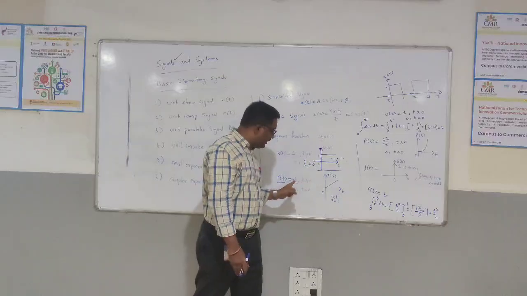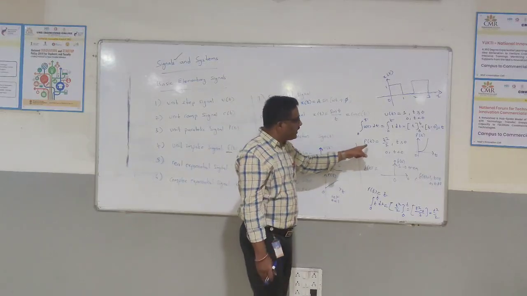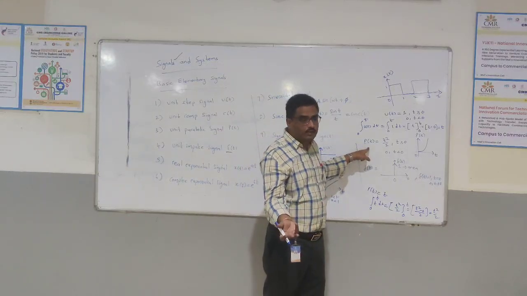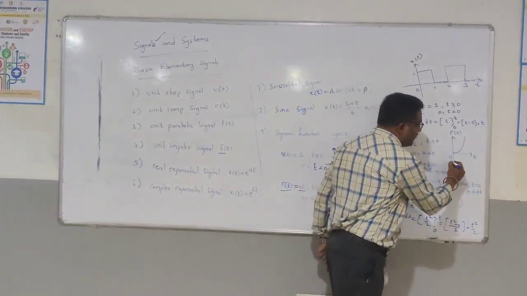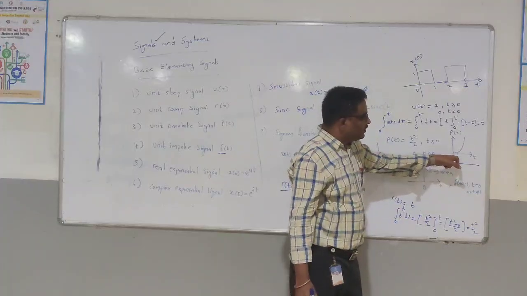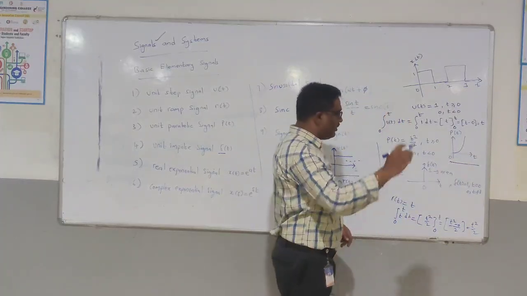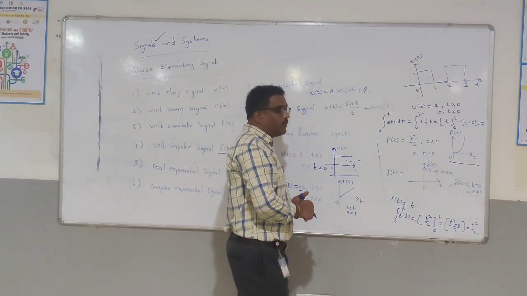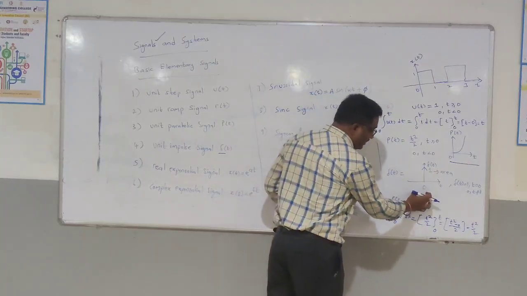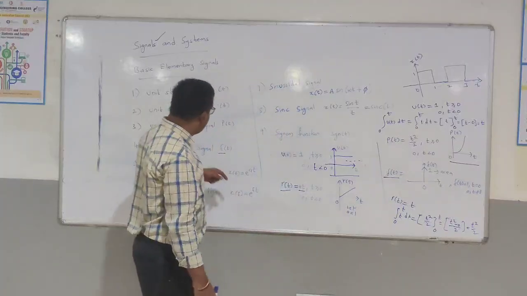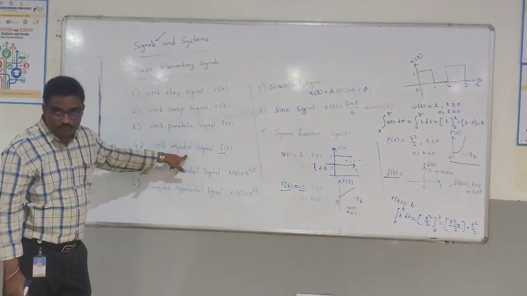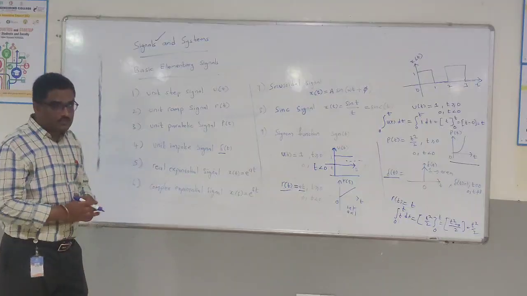Then if you perform integration again for r(t), we will get another signal that is called p(t), the parabolic signal. The signal looks like this, a parabola shape. After that we have one more important function in signals and systems, that is Dirac delta of t, called the unit impulse function or unit impulse signal.